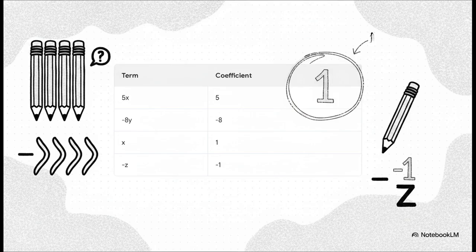Well, think about it. If you have exactly one pencil in your hand, you usually don't say, "I have one pencil," you just say, "I have a pencil." In algebra, if you just see an x, there is a hidden, invisible 1 sitting right in front of it. So the coefficient of x is simply 1. And for negative z, it's negative 1.